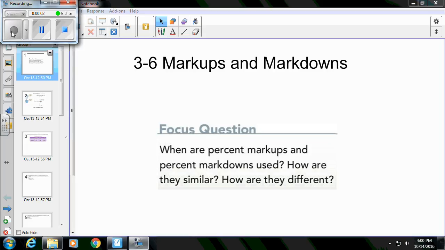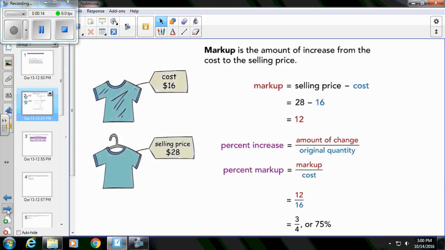Welcome to Lesson 3.6, Markups and Markdowns. Our focus questions today: when are percent markups and percent markdowns used? How are they similar? And how are they different? So let's start by looking at what a markup is.